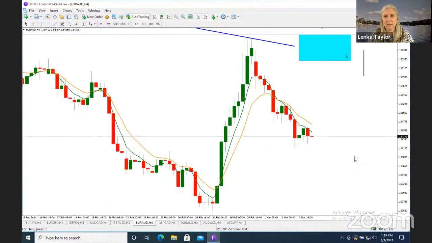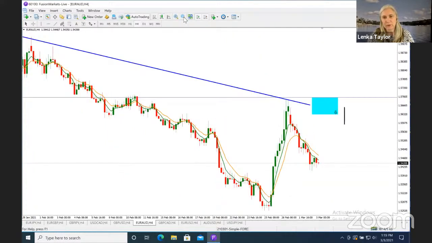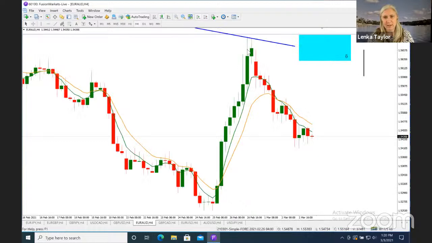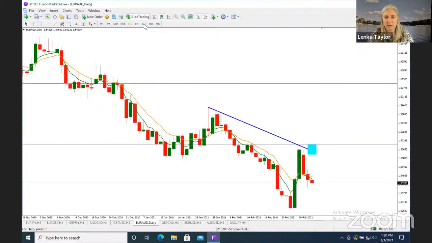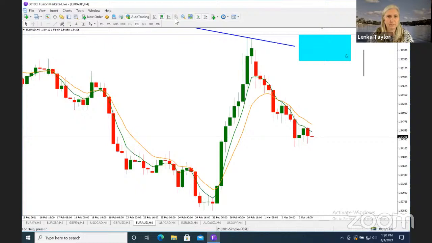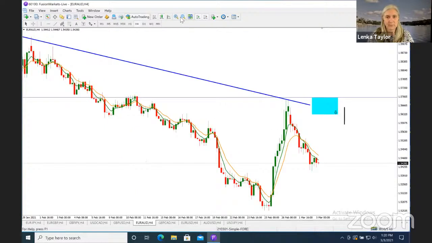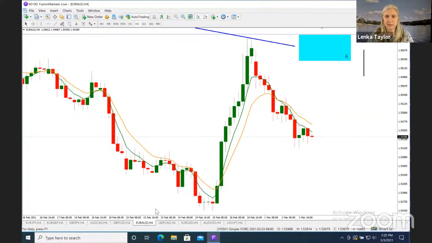Euro AUD. So this one, I was looking for a short on this, but the price action for me was not conclusive. And I didn't really have an entry point into it, so I haven't taken it. If it comes back to that area, I might be interested to have a look again. But at the moment, the price is a little bit too far now. Not really looking to enter this at the moment. So I'm just leaving that to see what happens in the next couple of days.